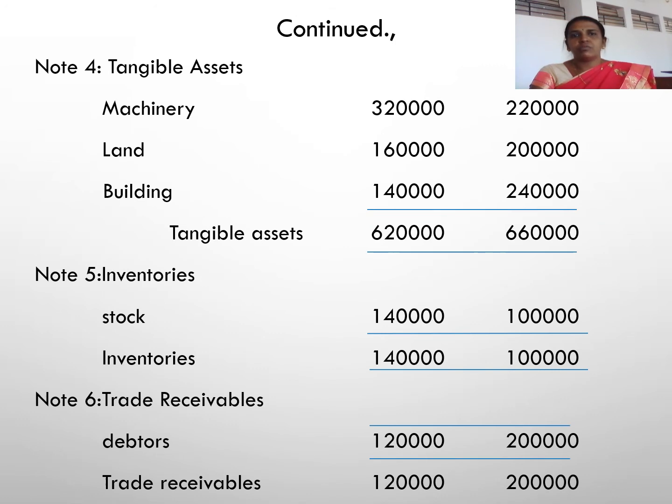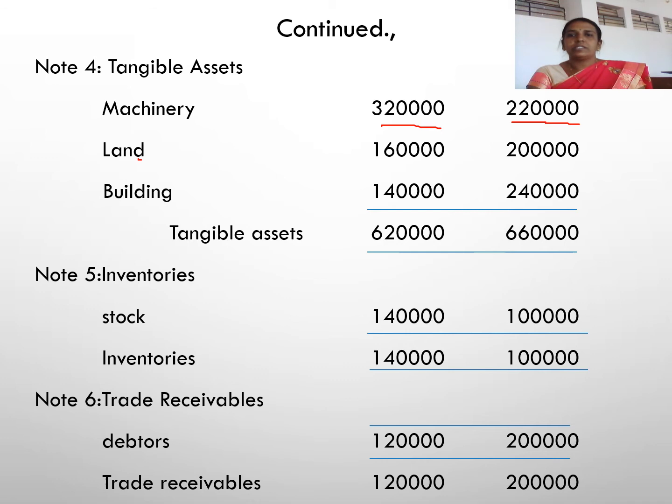Then next, note number 4 is for tangible assets. Here machinery is there. In the year 2016, the machinery's value is rupees 3,20,000, and in the year 2017, the value of the machinery is decreased. That is 2,20,000. To the extent of 1 lakh, there is a decrease in the value of the machinery. It means that there is a sale of machinery in the year 2017.